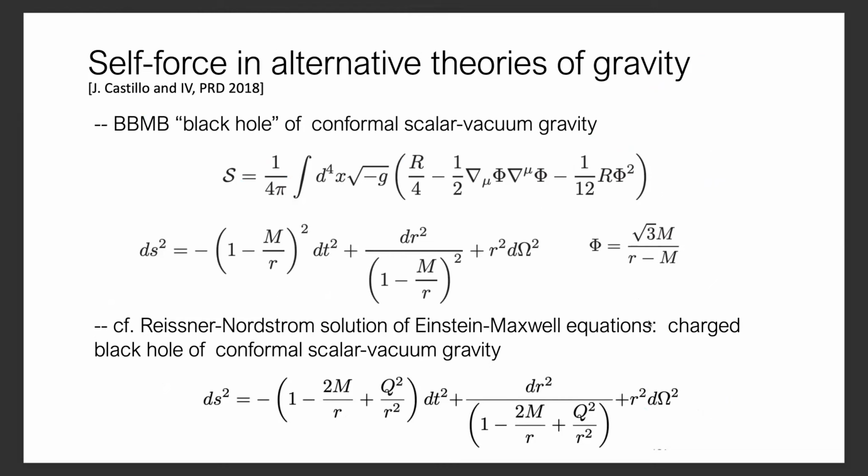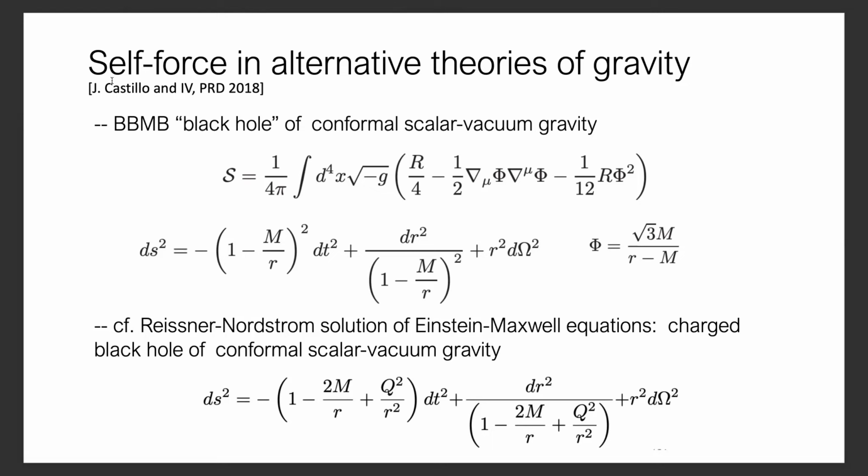One of the ways we can tease apart these alternative theories of gravity from Einstein's general relativity is by considering alternative black hole solutions arising from these theories. Unfortunately, many of the black holes in alternative theories happen to also be solutions to Einstein's GR. So one has to be a bit more creative about looking for ways to discriminate between the solutions. And so one possibility is by looking at self-forces in these alternative theories of gravity.